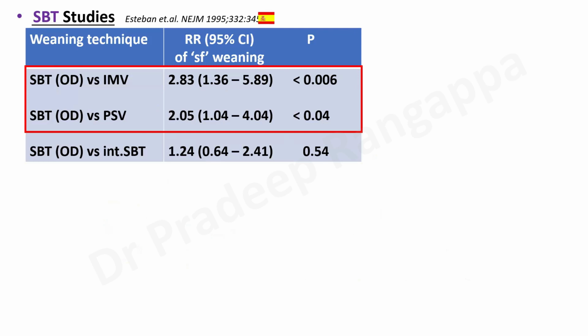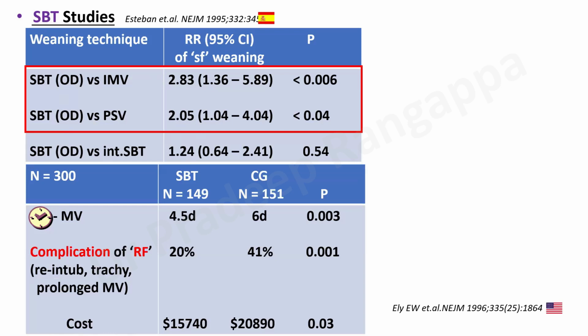As you see, the relative risk was 2.83, and when they compared with pressure support also, SBT was found to be superior. And this is a study which again compared SBT with a control group, and they showed that the duration of ventilation was significantly less when SBT was used as a weaning mode, and the complication of respiratory failure was also significantly less when SBT was used, and cost also was significantly less.